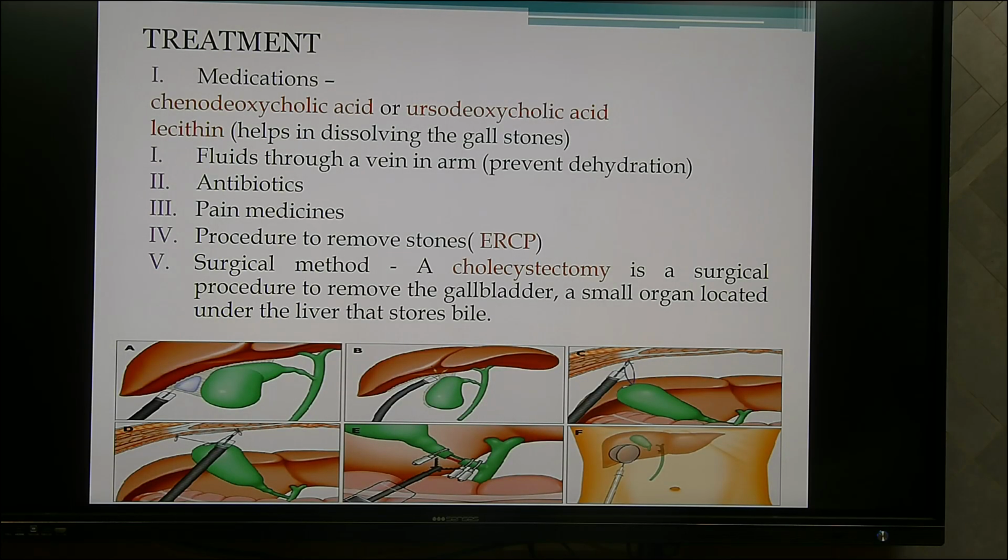The treatment includes medications, commonly chenodeoxycholic acid and ursodeoxycholic acid, which help in dissolving the gallstones, and antibiotics and pain medicines. Procedures to remove stones like ERCP can be done. And in severe cases, surgical methods are also prescribed, which include cholecystectomy.